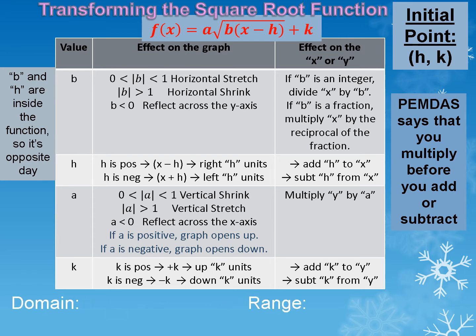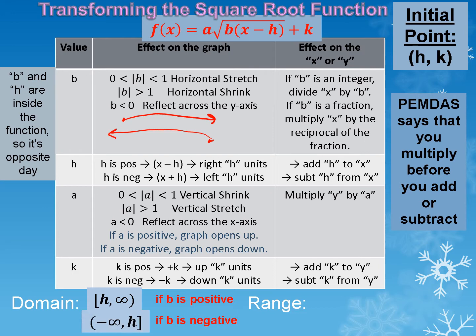Now, what has changed? Okay, so let's talk about the domain. Now, if your b is positive, your square root is going to increase to the right. So your domain is going to be h to infinity. If your b is negative, remember if b is negative, it's going to reflect it over that y-axis. So it's going to go to the left side instead. It's going to start at that initial point and go to the left. So if b is negative, it's going to be negative infinity to h.